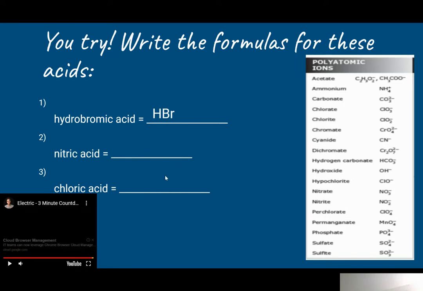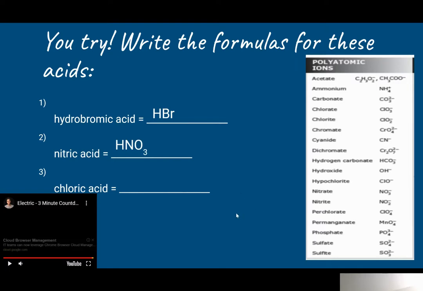Then we have our nitric acid, so we want to look over here. Nitric is going to be our nitrate, which is NO3-, and then we have our H+. So again, those charges are just going to cancel out, so it'll be HNO3.